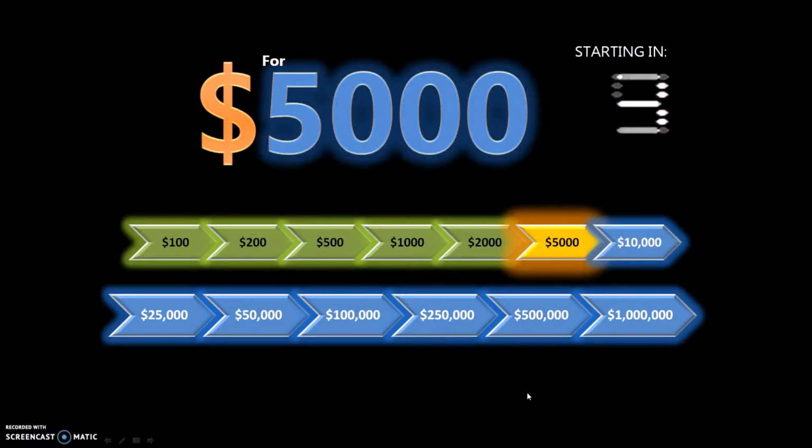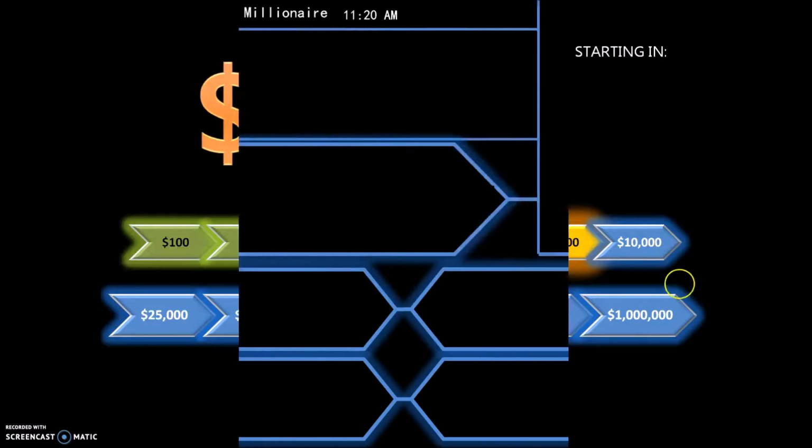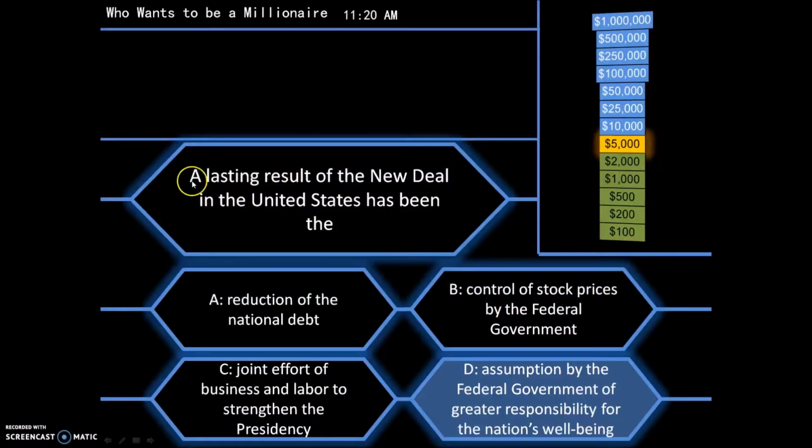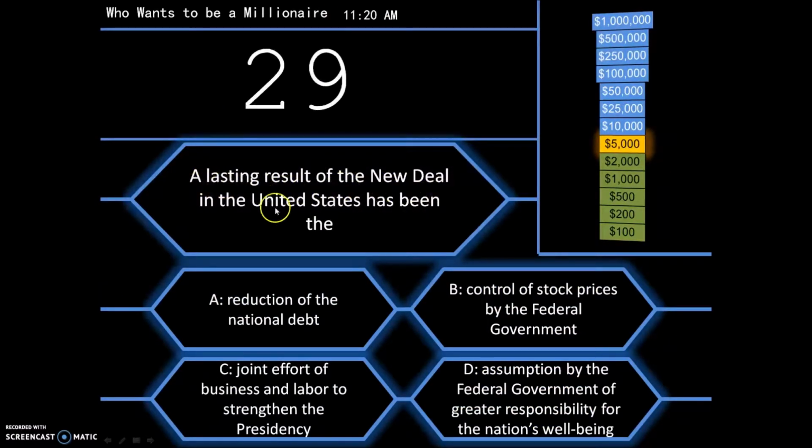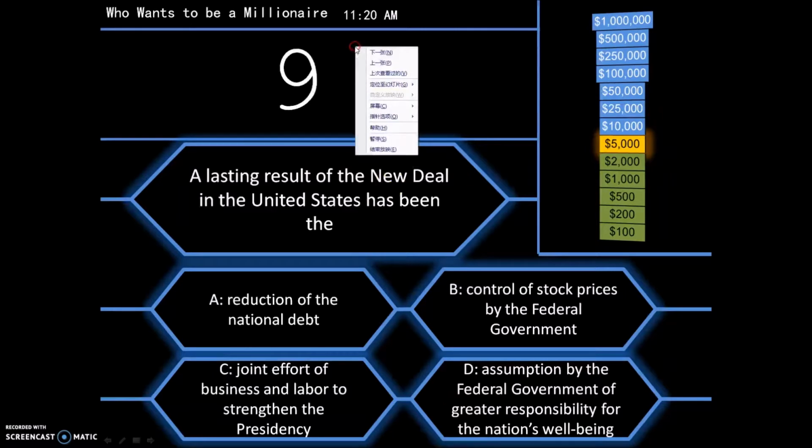Okay, moving on to the next question worth $10,000. A lasting result of the New Deal in the United States has been the A. reduction of the national debt. B. control of stock prices by the federal government. C. joint effort of business and labor to strengthen the presidency. Or D. assumption by the federal government of greater responsibility for the nation's well-being.